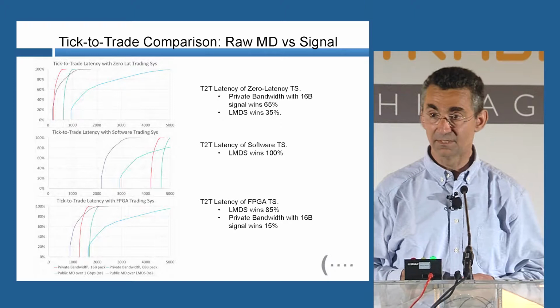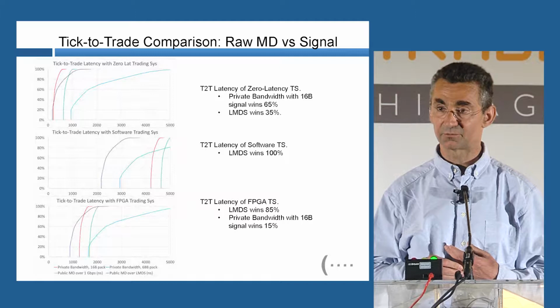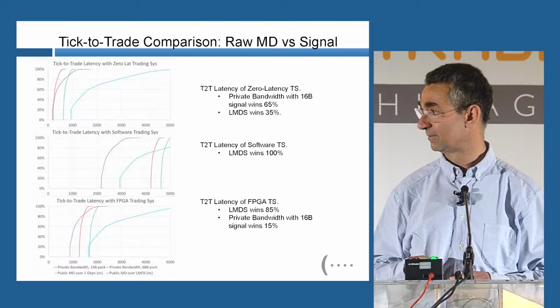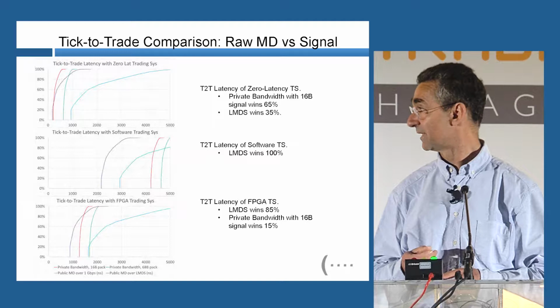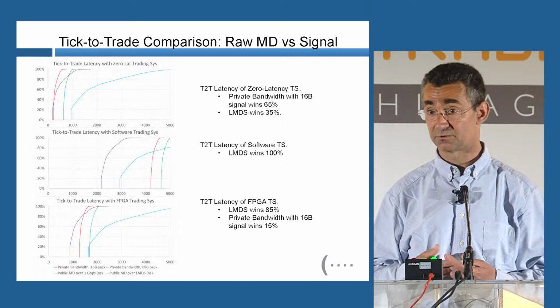Then the last graph is where you're trying to do some kind of tick-to-trade with the latency that we indicated. On this one, you can see for those particular numbers, for that particular day of Feb 9th, and I'm not claiming to have truths which are permanent in any way, that in that particular case the raw data over 7 gigabits would beat the private paths 85% of the time. So that's interesting.